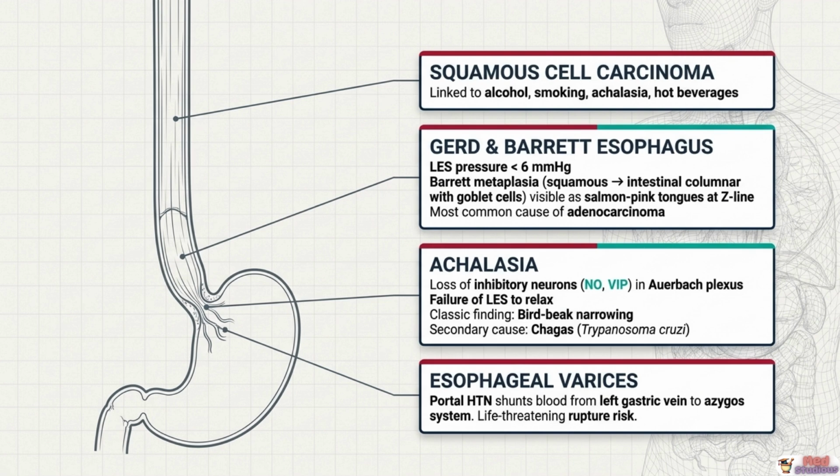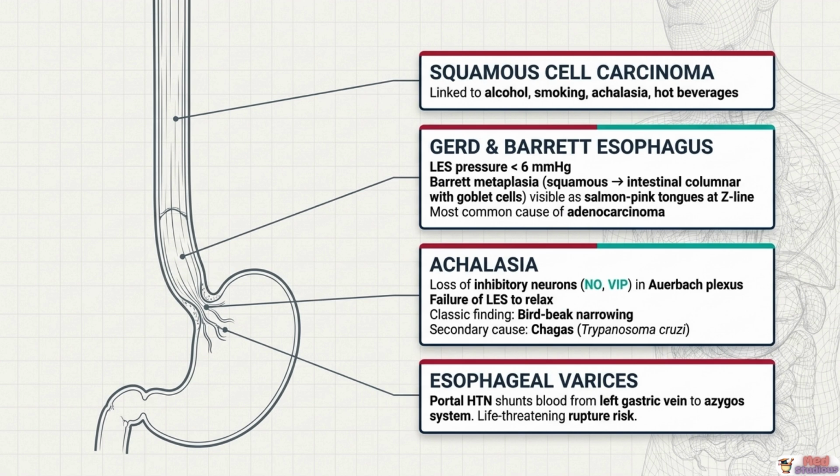GERD and Barrett's esophagus go together. A lower esophageal sphincter pressure below 6 millimeters of mercury lets acid reflux upward, and over time, the squamous lining can transform into intestinal-type columnar epithelium with goblet cells, visible at endoscopy as salmon pink tongues at the gastroesophageal junction. This metaplasia is the single most common pathway to esophageal adenocarcinoma, with risk climbing 30 to over 100-fold compared to the general population.